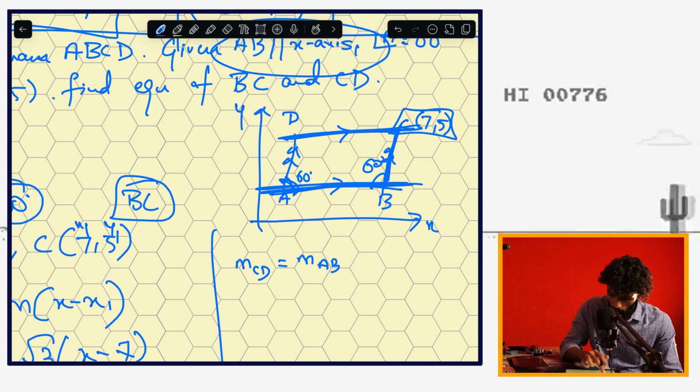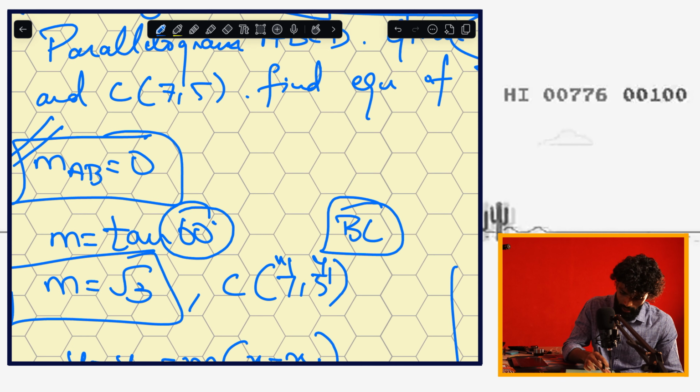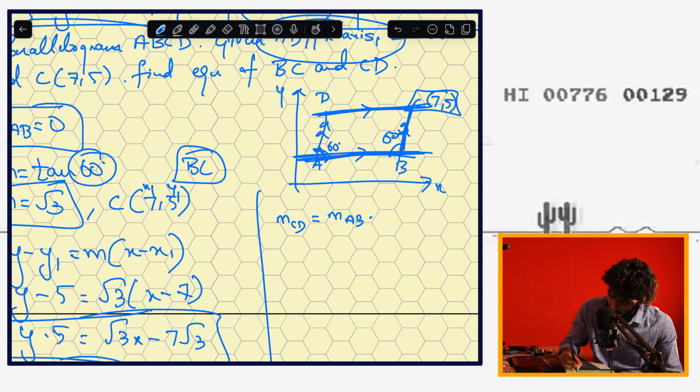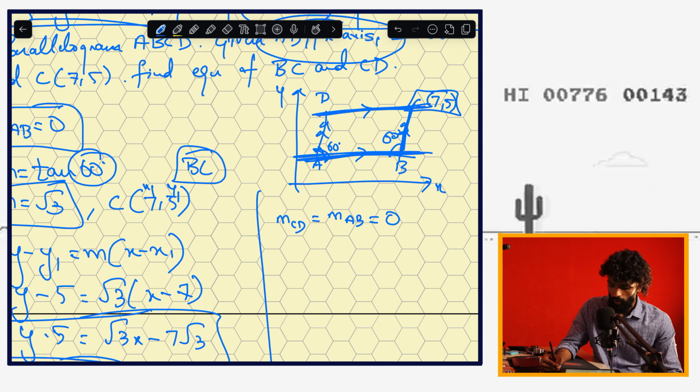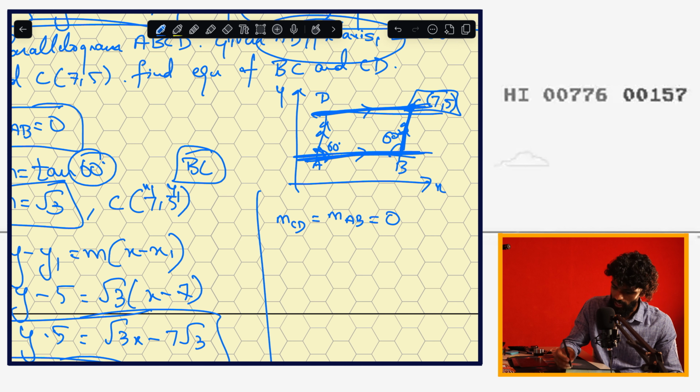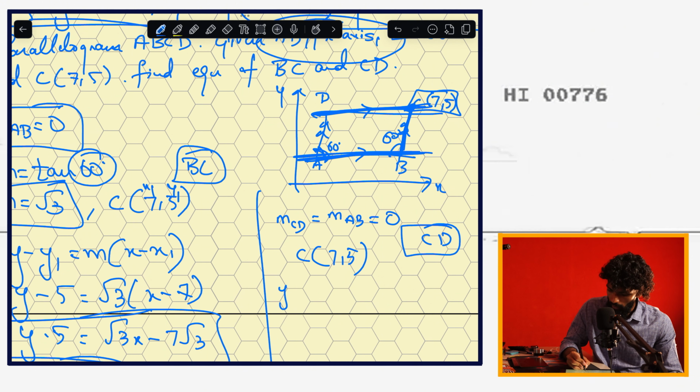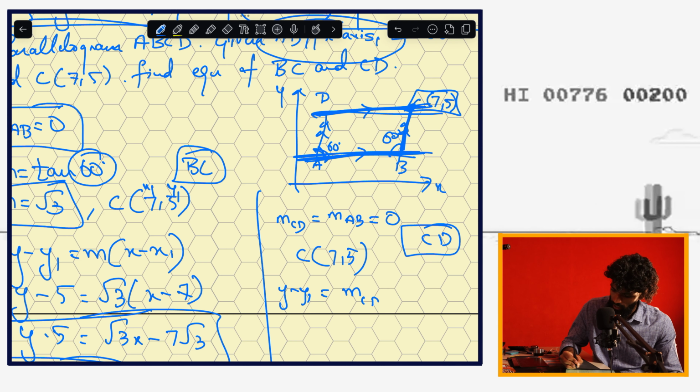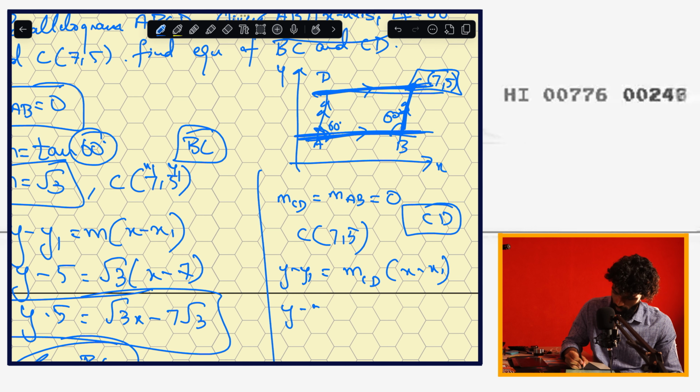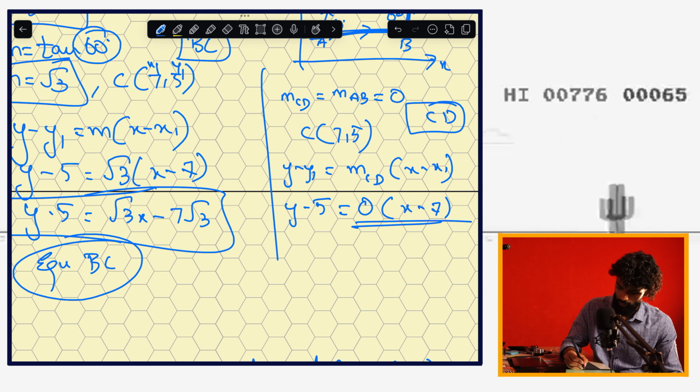Now, don't we already know the slope of AB? We know it here. What is it? 0. So automatically this answer will be equal to 0. Now, CD has point C in it, so I also have to use the point C here. I'm trying to find the answer for CD. Now, I'll write y minus y1 equals m of CD, x minus x1. y minus 5 equals 0, x minus 7. Anything multiplied by 0, the answer is 0. So therefore, the equation for CD is y minus 5 equals 0.